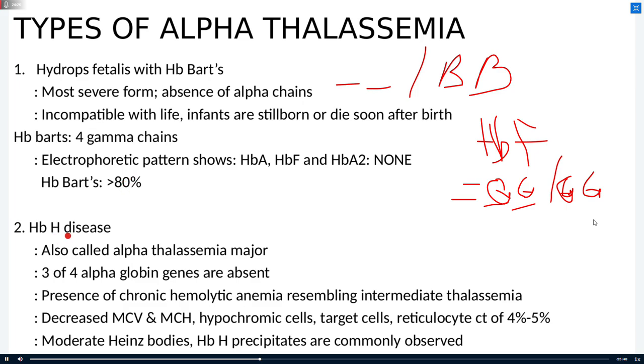Another one would be your hemoglobin H disease. This is also known as your alpha thalassemia major. 3 or 4 of alpha globin genes are absent. Presence of chronic hemolytic anemia resembling intermediate thalassemia. There is decreased MCV and MCH. Hypochromic cells, target cells, reticulocyte count of 4 to 5%. There is moderate Heinz bodies and hemoglobin H precipitate are commonly observed.